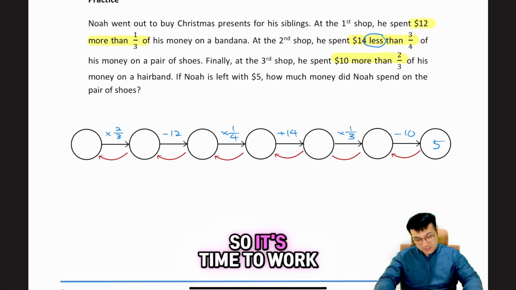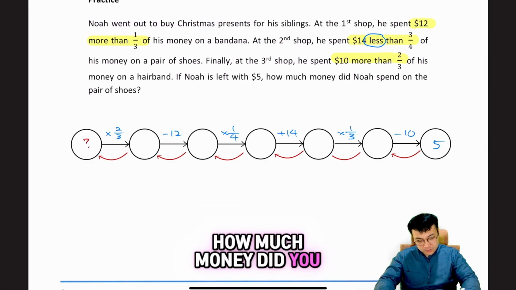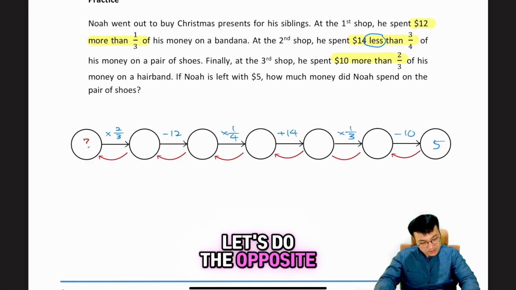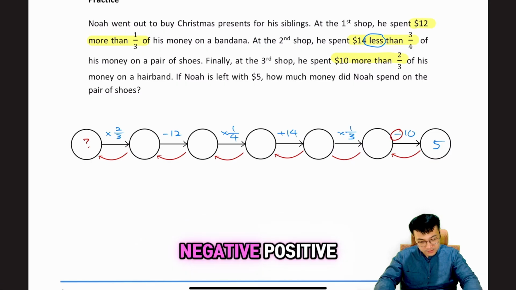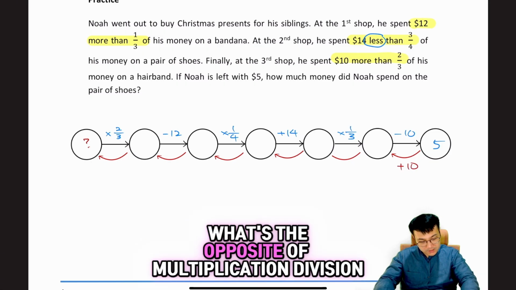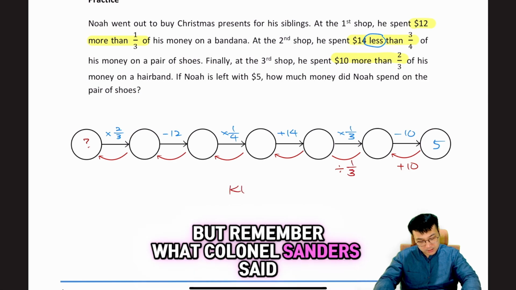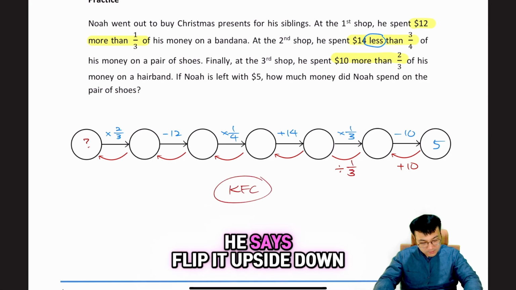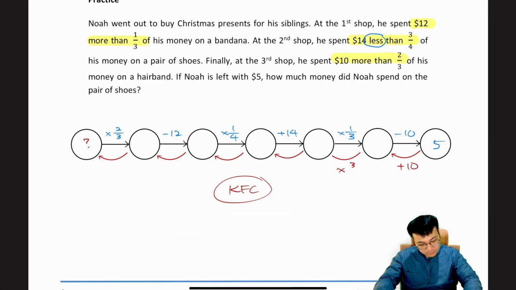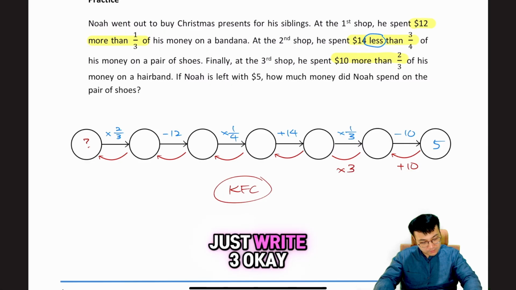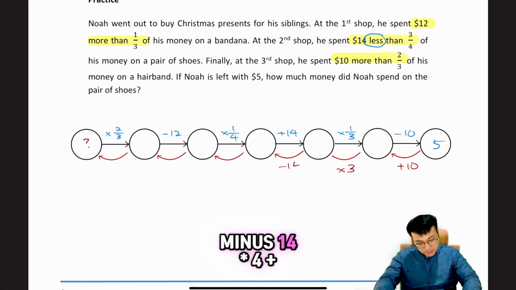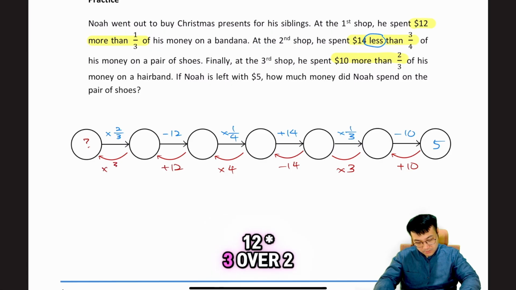So it's time to work backwards, students. How much money did you start with? Let's do the opposite. The red arrows are for you to work backwards. Ask yourself, what's the opposite of negative? Positive. What's the opposite of multiplication? Division. But remember what Colonel Sanders said? He says, flip it upside down. But you don't have to write the denominator. If it is 1, we'll just write 3, okay? Minus 14 times 4 plus 12 times 3/2.